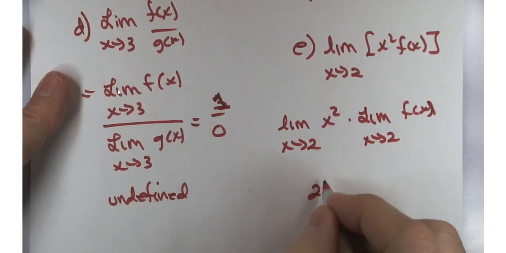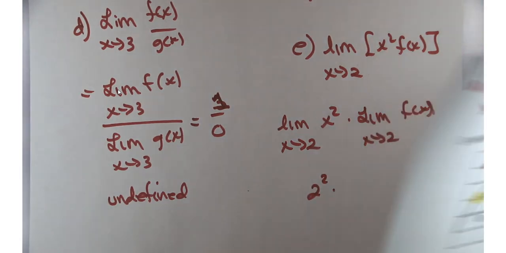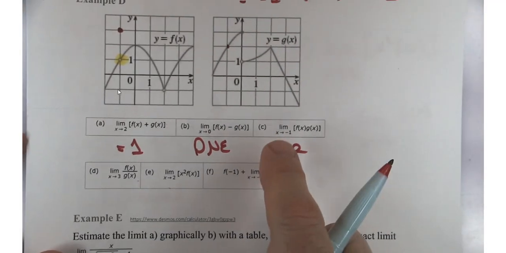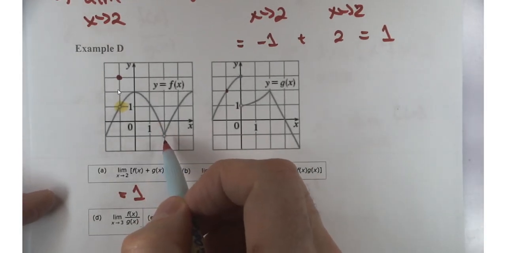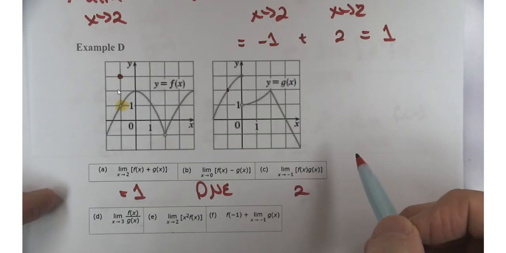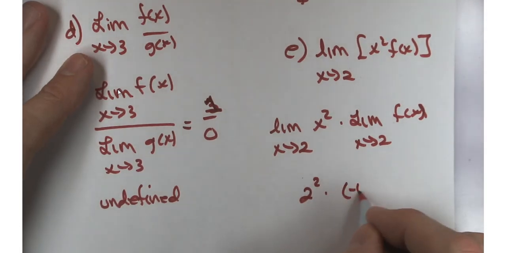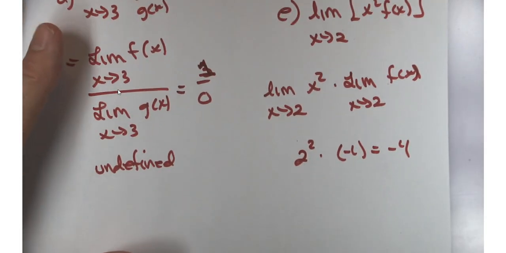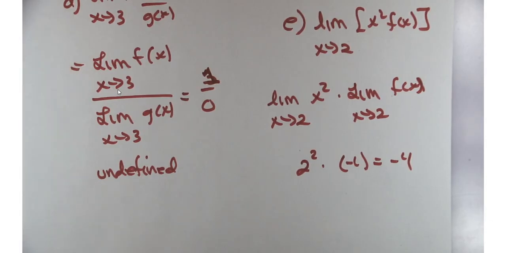So plug it in. It's going to be 2 squared. And then the limit as x approaches 2 of f of x. Let's see, approaches 2. I'm getting -1. From the right and from the left, you're going towards -1. So 2 squared times -1. Overall, you should get -4 there. Okay. Nice.